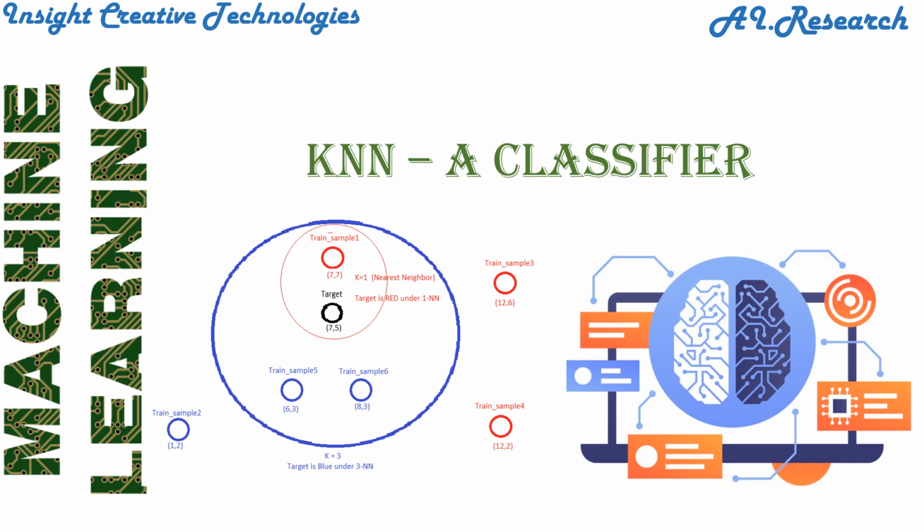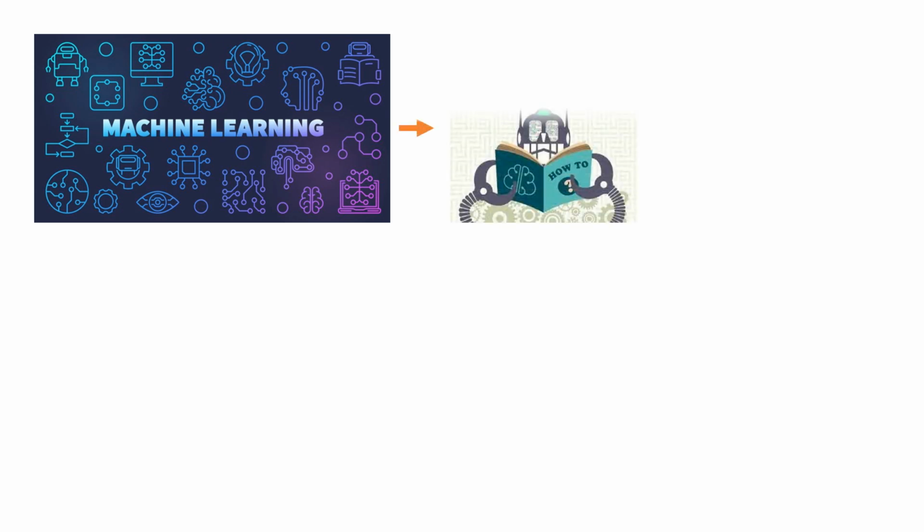So, starting with the video, now we have a question: why do we need a KNN? What is the reason for using a KNN as a classifier? It can be explained by giving some background knowledge about machine learning.